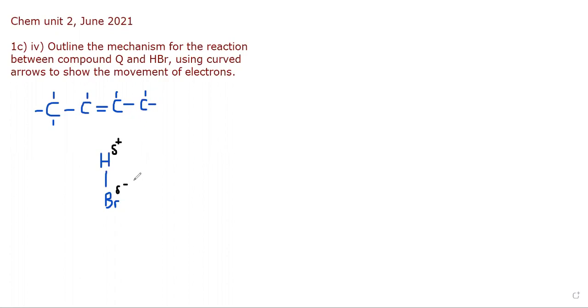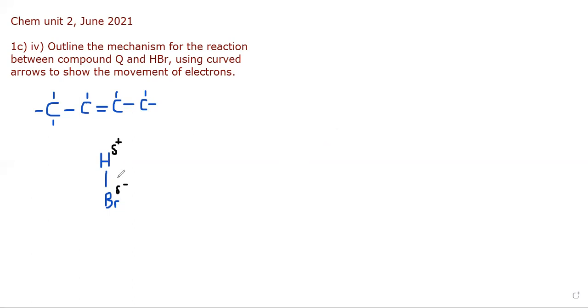In this one, we will be continuing to work question 1 of the June 2021 paper. So continuing with part 4, it asks us to outline the mechanism for the reaction between compound Q and HBr. Compound Q is C4H8, so depending on how you want to draw C4H8, it'll either be but-1-ene or but-2-ene. So this is an alkene mechanism. If we're adding HBr, we know that the name of the mechanism is electrophilic addition.